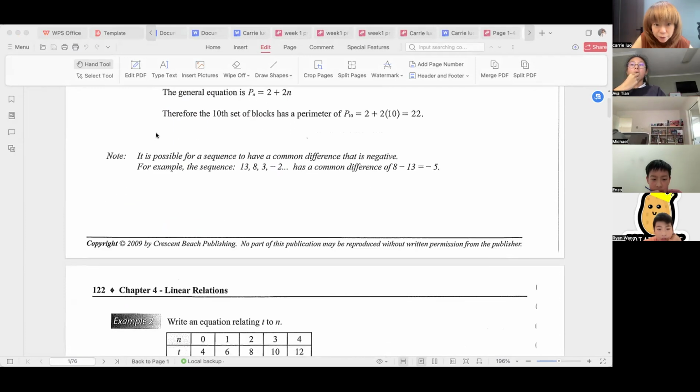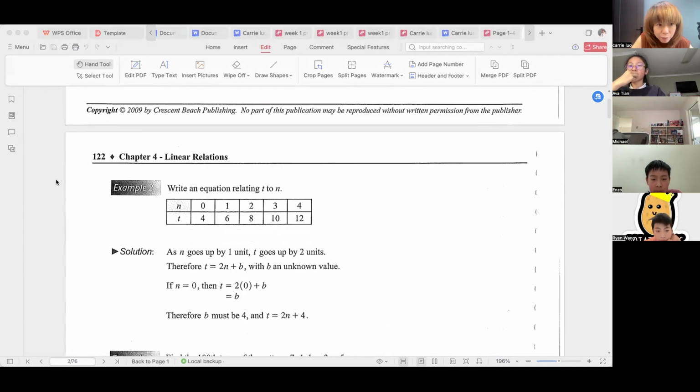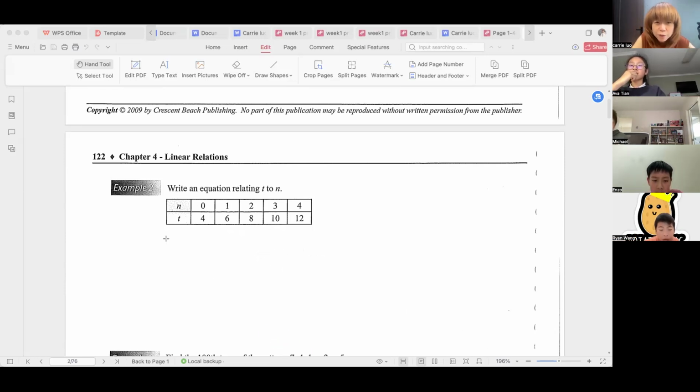Okay, so let's take a look at the next one. Write an equation relating t to n. Okay, so let's take a look at this one. When n is 0, t is 4. When it's 1, it's 6. When it's 2, it's 8. When it's 3, it's 10. When it's 4, it's 12. T to n, yes.